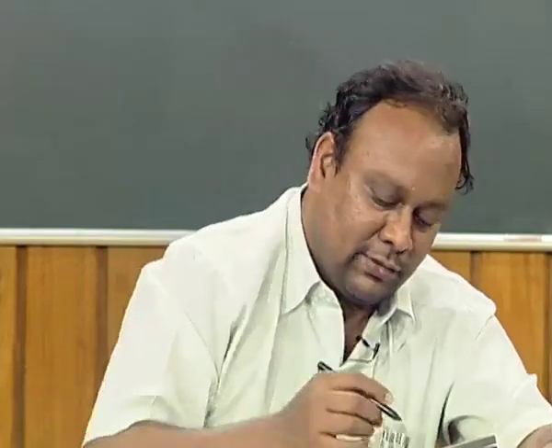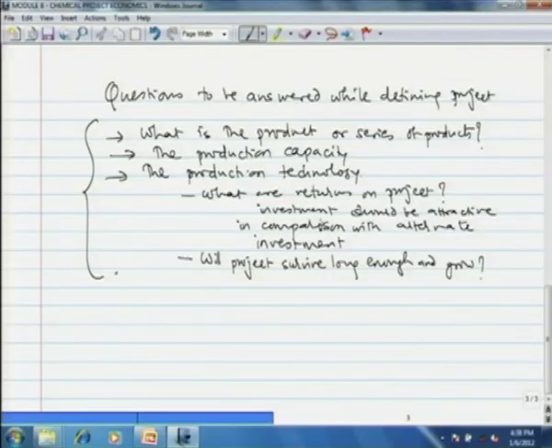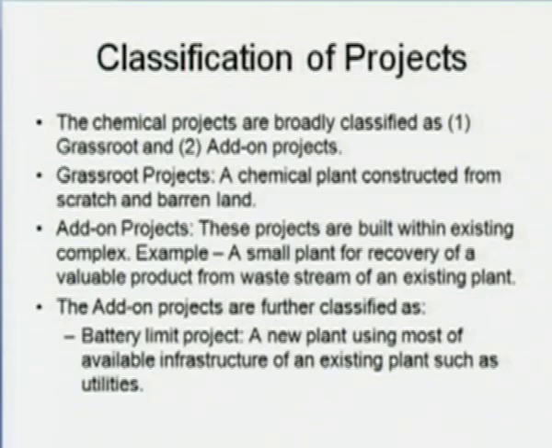So that is the thing. The project will grow obviously if the demand is increasing, or you are able to capture more and more share of the market by expanding in different parts of the country or having collaboration with other companies, local dealers, and so forth. So these are the questions that we have to answer while defining a project. Having answered these questions, the next thing is the type of the project or classification of the project. The chemical projects are broadly classified as either the grassroots project or add-on project. What is a grassroots project?